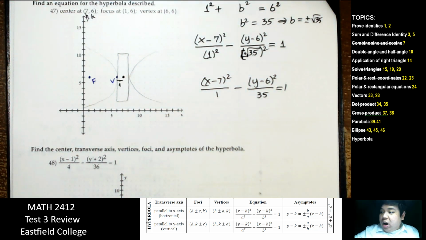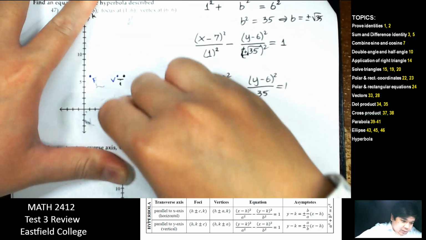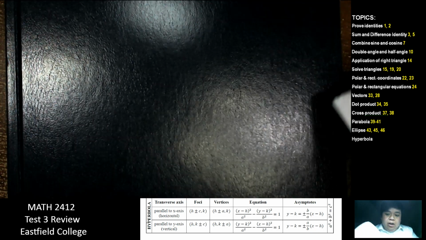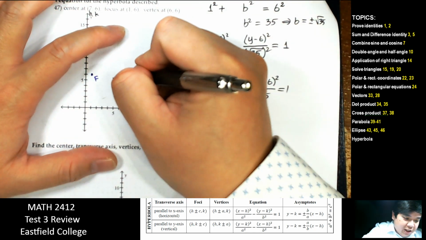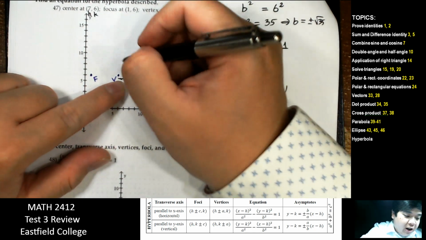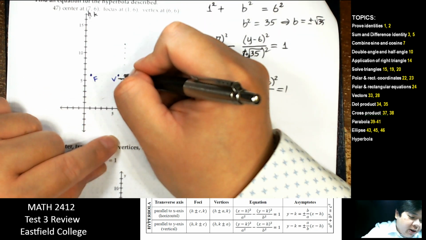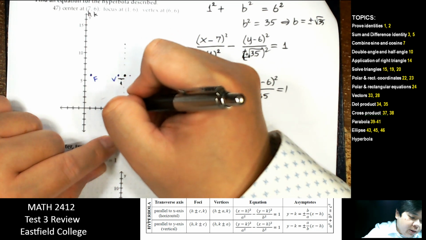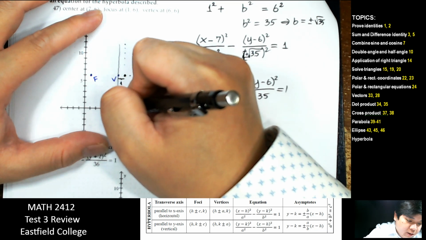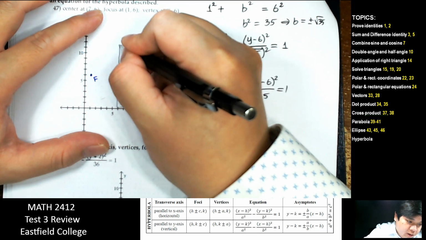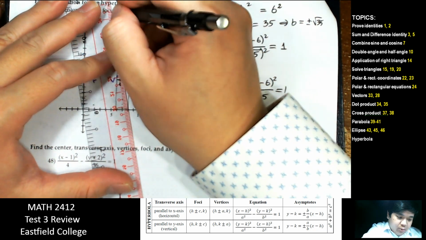So if we want to graph it exactly, first we have the center. We go one left, one right, and then square root of 35 up, and square root of 35 down. So we kind of have the box like this. Next we will draw the diagonals for the asymptotes.